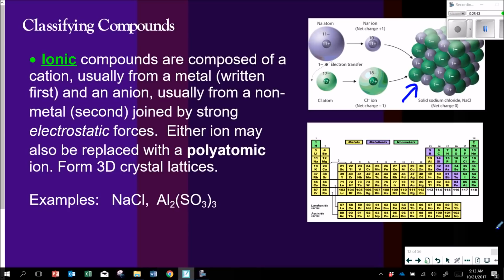Ionic compounds are composed of a cation, usually coming from a metal, written first, and an anion, usually coming from a nonmetal, written second, and they are joined by strong electrostatic forces. Either ion could be replaced with a polyatomic ion, and they form 3D crystal lattices, as shown in the picture over here. Some examples would be sodium chloride, where we see the metal ion is sodium, and the nonmetal ion is chlorine. Then here we have aluminum sulfite, so we have a metal cation, and the anion has been replaced by a polyatomic ion.